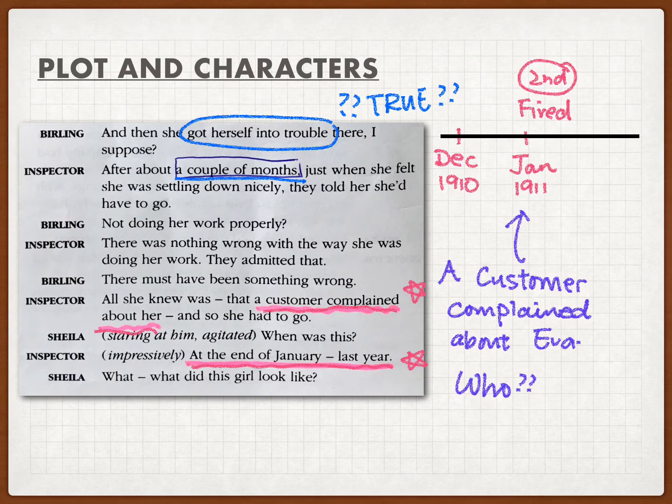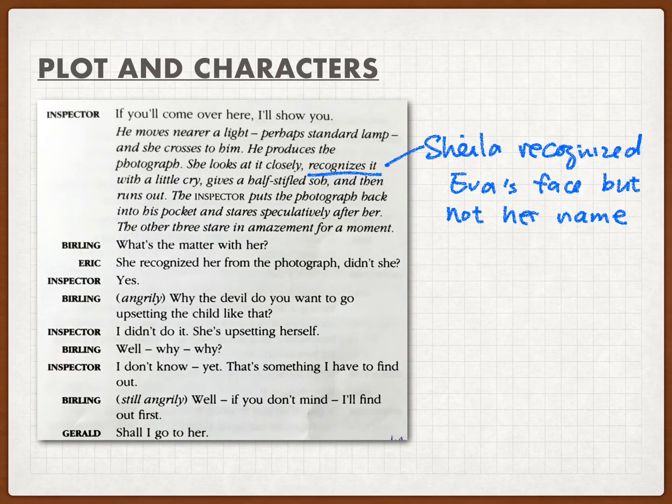And when Sheila heard this, she was nervous. Why? Guess who complained about Eva? Sheila was very nervous, and she asked what the girl looked like. So the inspector showed Sheila the photo of Eva Smith. At that point, Sheila immediately recognized Eva's face from the photograph. Remember in the previous video, we mentioned that when the inspector called Eva Smith by her name, Sheila didn't remember this name. But when Sheila saw the photograph, she immediately recognized her, and she was very upset. She cried and left the room.